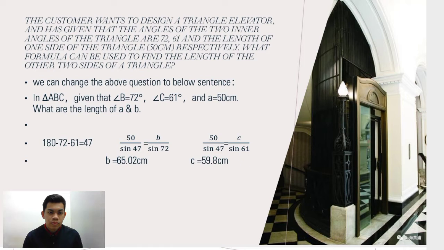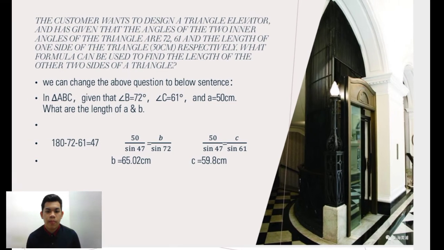First, 180 minus 72 minus 61 equals 47, so angle A is 47. For the second step, 50 over sin 47 equals B over sin 72. The answer is B equals 65.02 cm. For C, 50 over sin 47 equals C over sin 61. The answer for C is 59.8 cm.